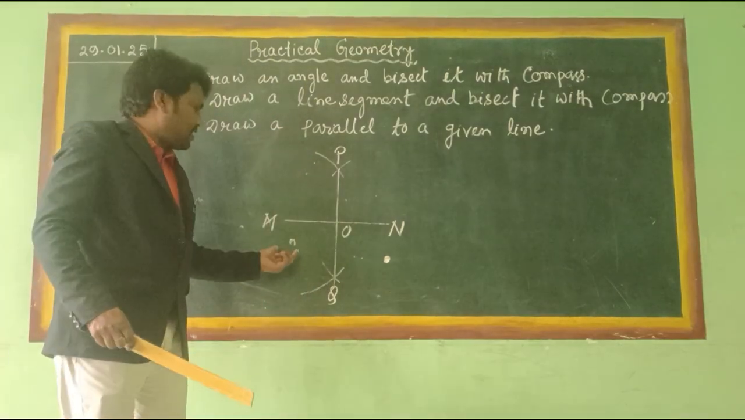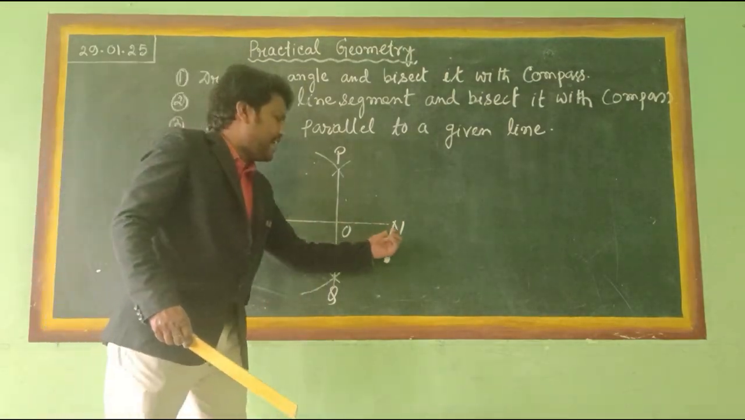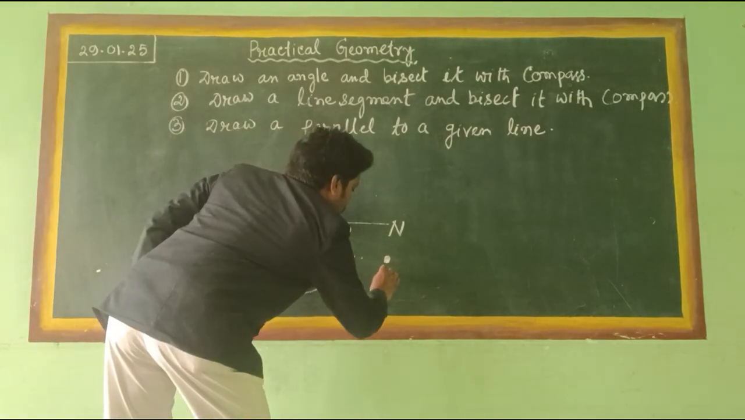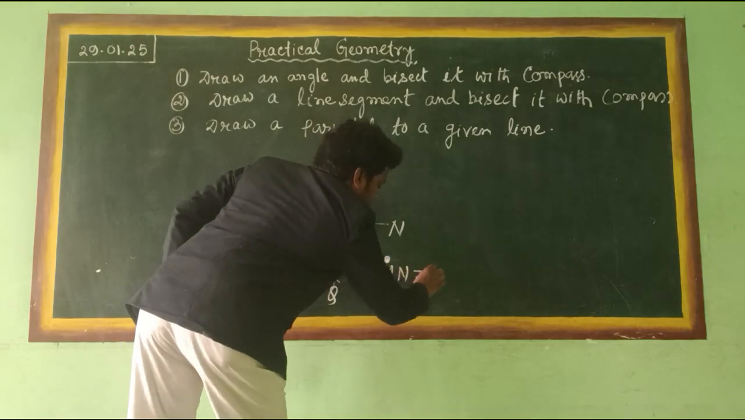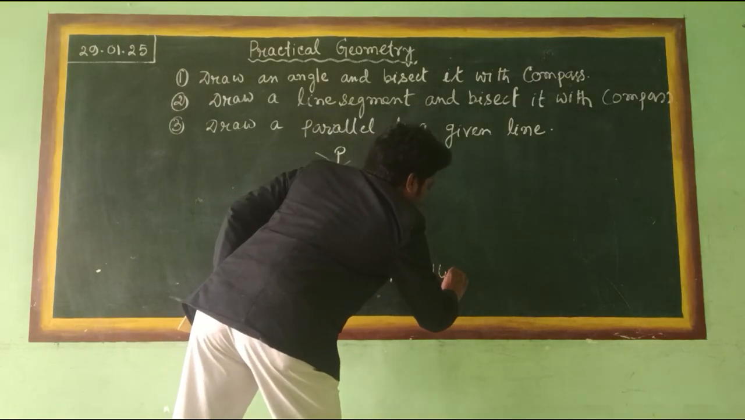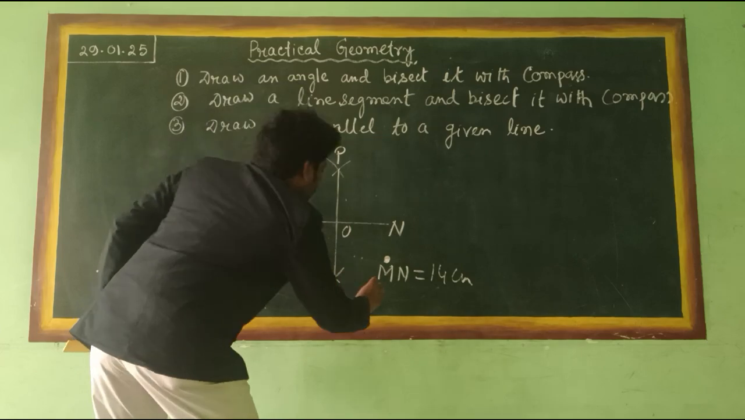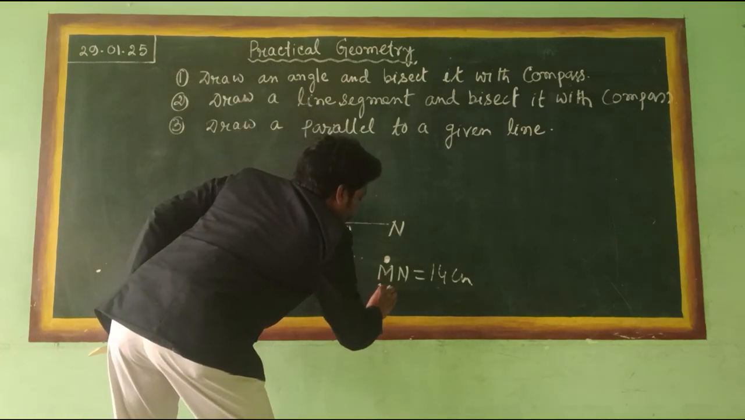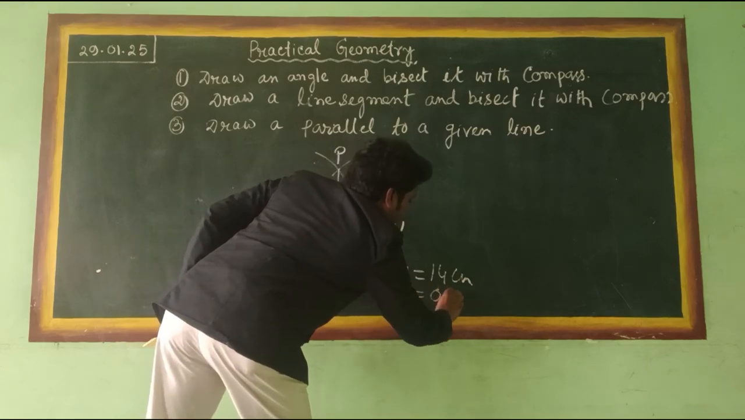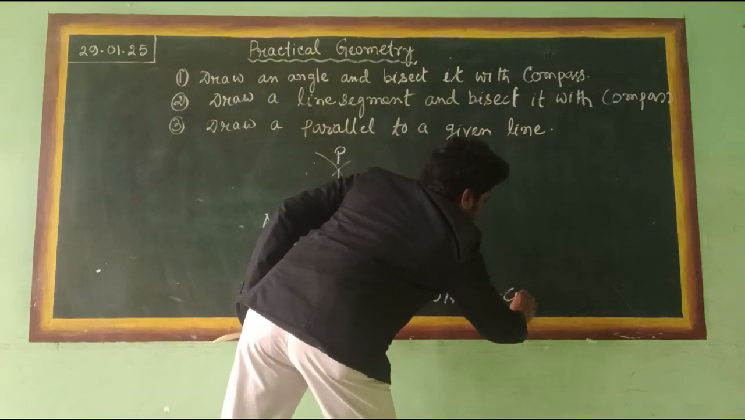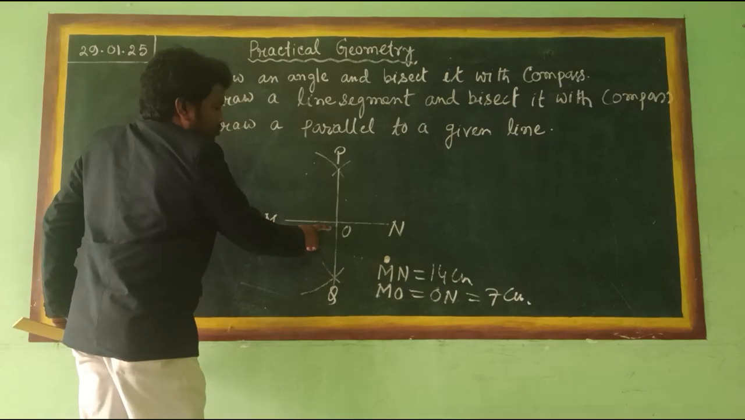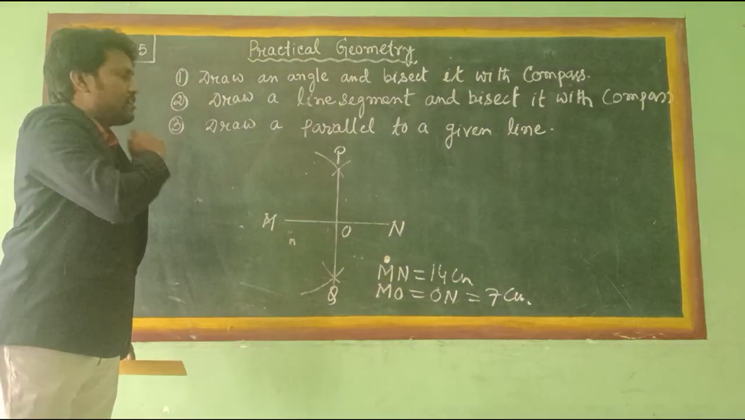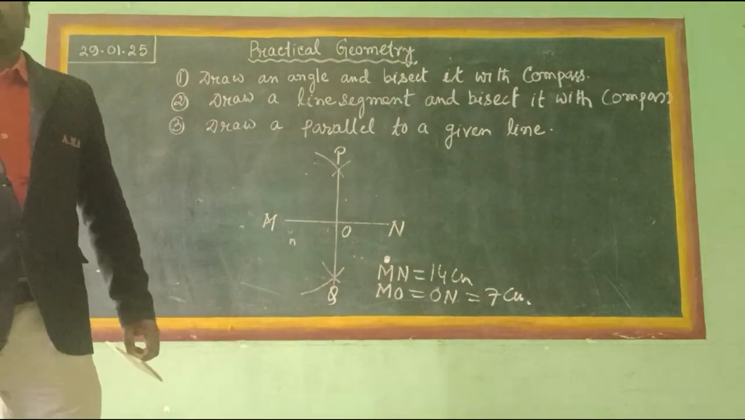What was the first figure? MN. That was 14 centimeter. So mention here, MN equal to 14 cm. I have bisected it, so two line segments are formed. MO equal to ON will be 7 centimeter. This measure will be 7 centimeter. This measure will be 7 centimeter. This is the second question. Now I am going to the third question.